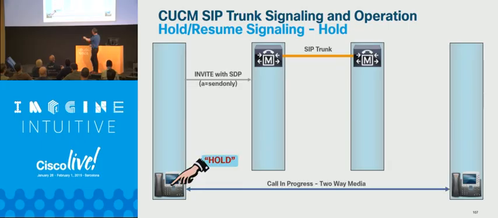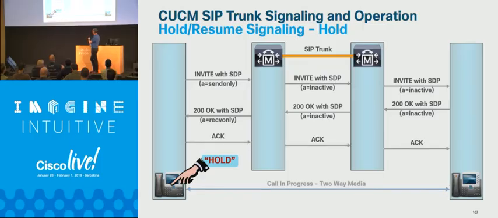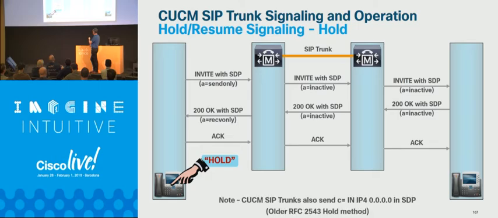If I press hold, what you'll see being sent from the phone to call manager is an invite with SDP saying send only. So I'm only going to send information. I won't receive anything. But notice what I send over the SIP trunk here. It's not send only. What we're sending here is an invite with SDP. But the key bit in that SDP is this line here, a=inactive.